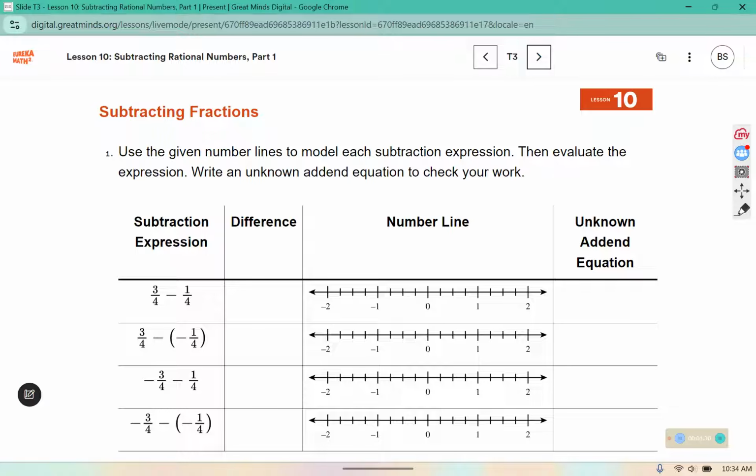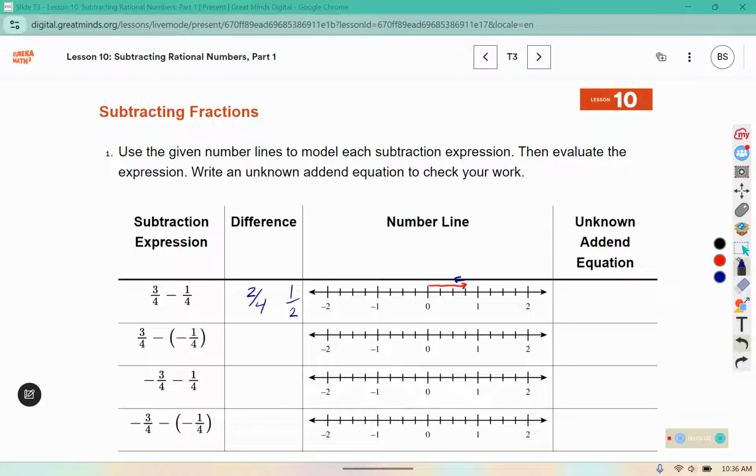Use the given number lines to model each subtraction expression. Then evaluate the expression. Write an unknown addend equation to check your work. So I'm going to start by drawing. 3/4 would be 3 of these lines. And then subtracting 1/4 would turn me back around going to the left. Here I am at 2/4, or you could write it as 1/2.